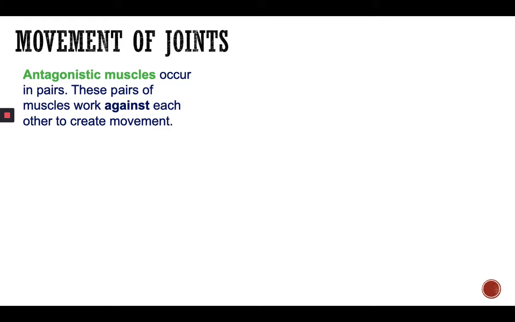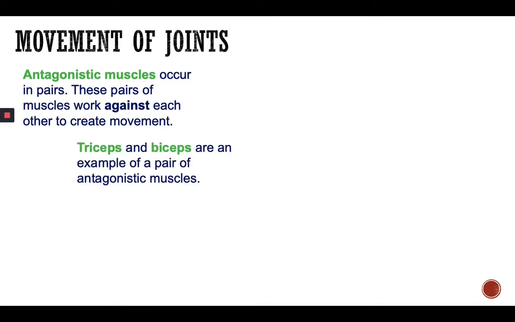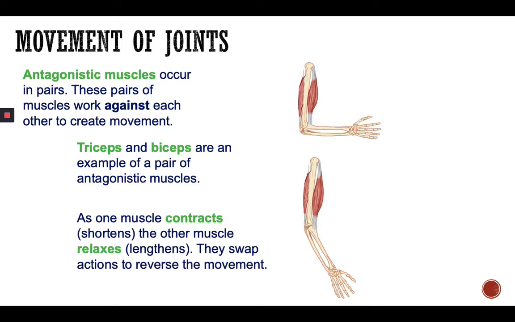Movement of joints. Here we're going to also talk about the antagonistic muscles, which occur in pairs, and these pairs of muscles work against each other, such as a tricep and bicep, which are located in our humerus. So the front part is bicep. The back part of our humerus bone is called the tricep muscle, which is connected to the bone, the humerus. As one muscle contracts, the other muscle relaxes, and they swap action to reverse the movement, which is called the antagonistic muscles, as you see here.